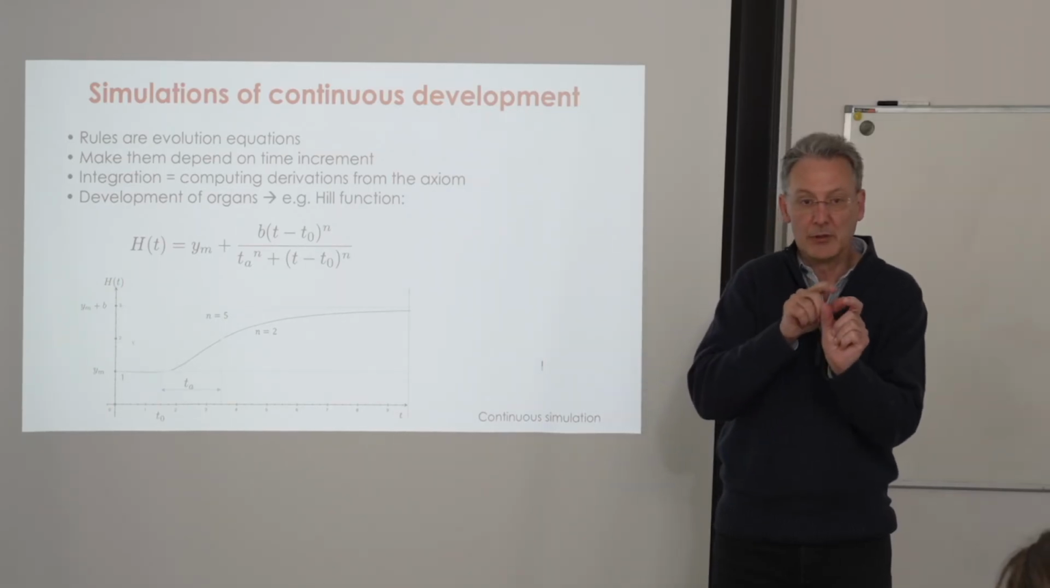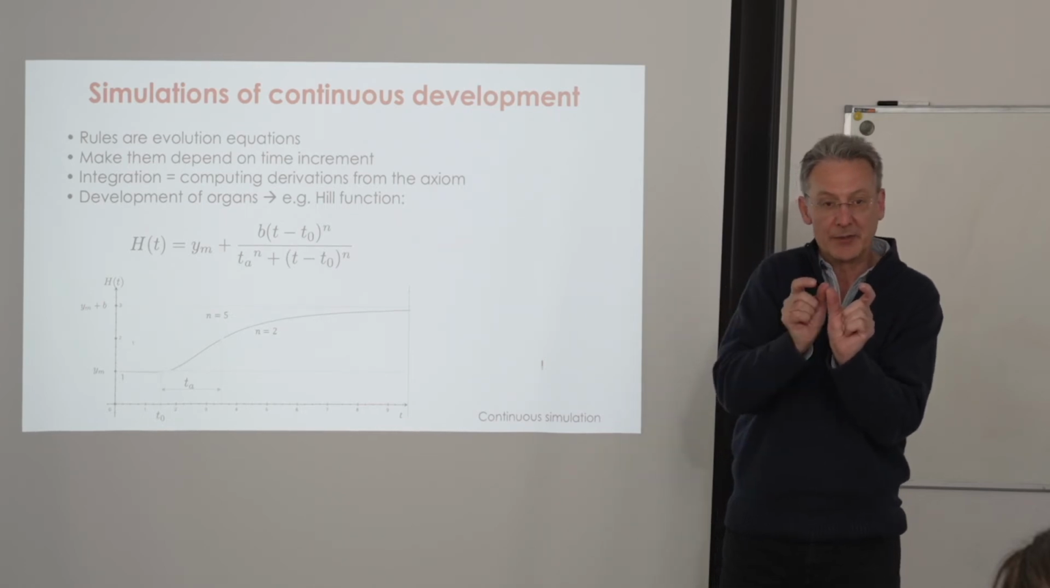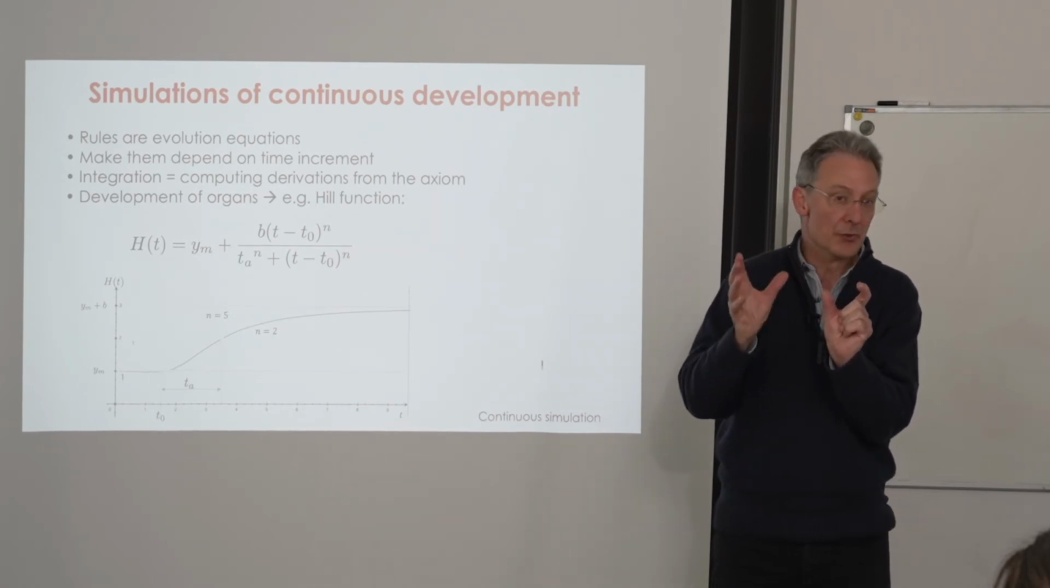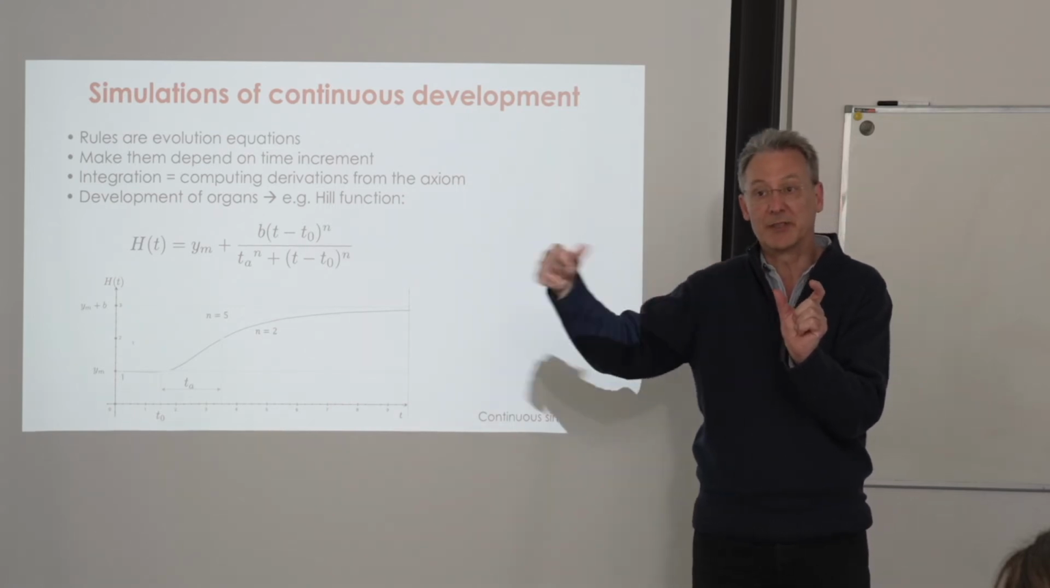So you have a local length of your internode at some time, and then you add a small increment. So this would be the equivalent to a differential equation. You have the small increment and small increment, and then you integrate.